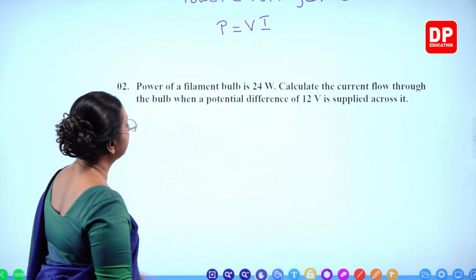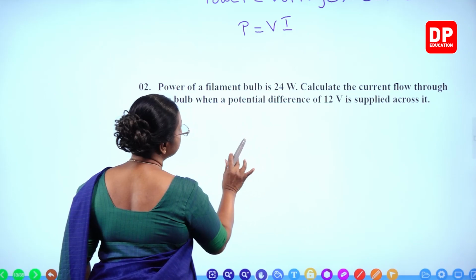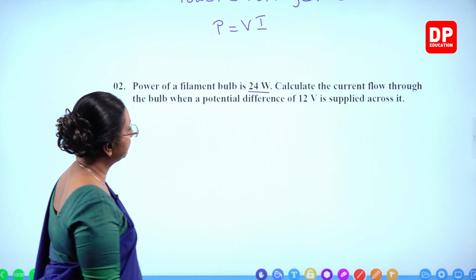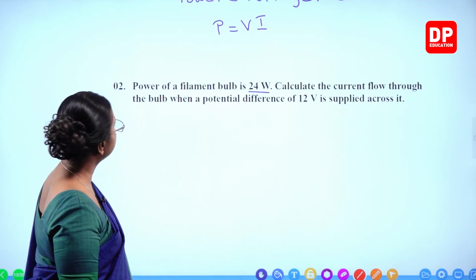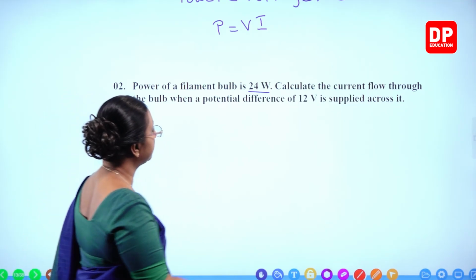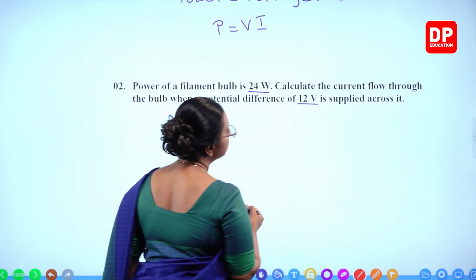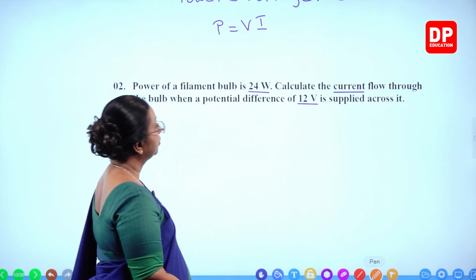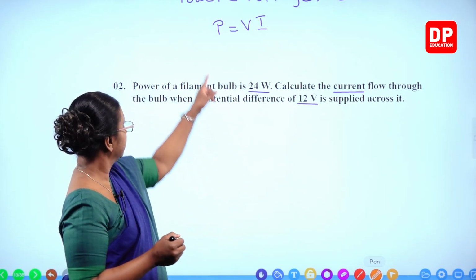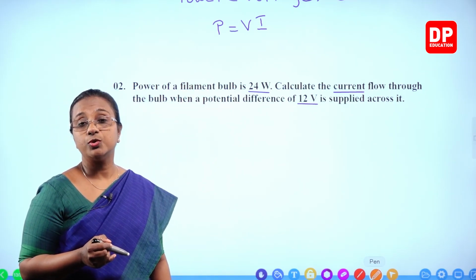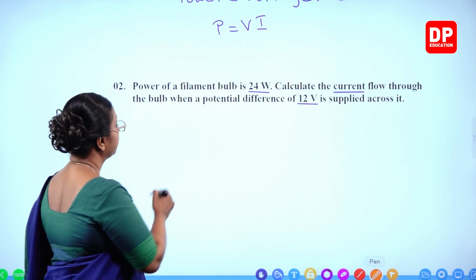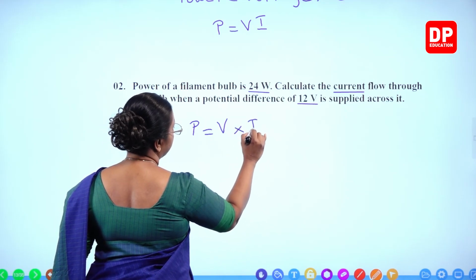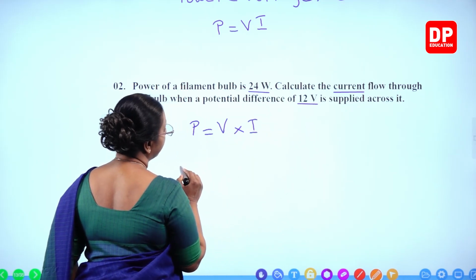Power of a filament bulb is 24 watts. Calculate the current flow through the bulb when a potential difference of 12 volts is supplied across it. So, you need to calculate the current flow. Then, what is the equation? Same equation, power equals voltage into current. So, you need to find the current.